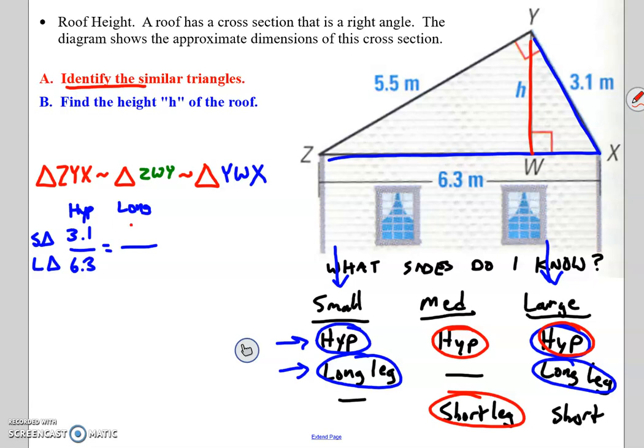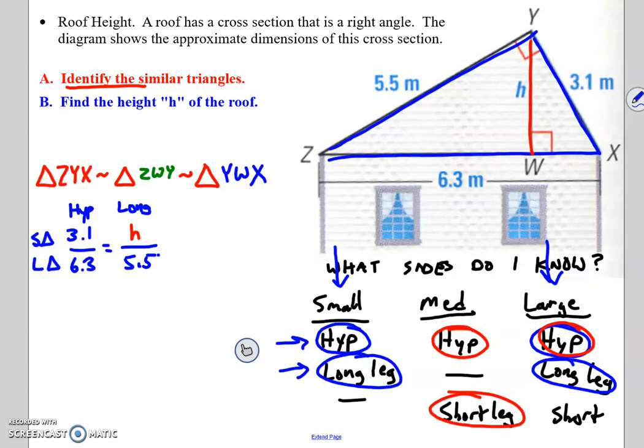That's the variable that we're looking for. We're trying to find H, and so we wanted to have that as a part of our proportion, and I'm going to compare that then to the large triangle long leg, which is 5.5. And so I know that these two ratios that I've just written are indeed equal to one another. It is a proportion because these are similar right triangles.